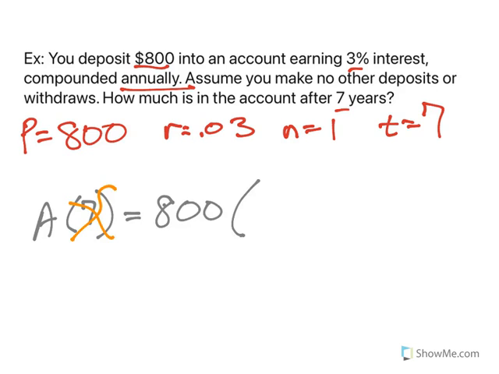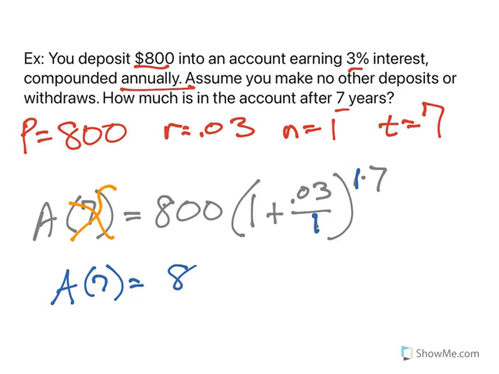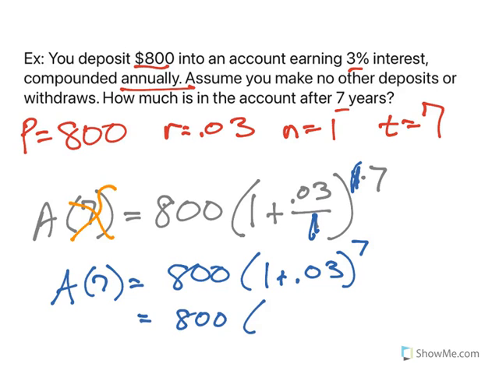So 800 times (1 plus 0.03 over 1) raised to the 1 times 7 power. Now in this case, super nice because we're dividing by 1 here, we're multiplying by 1. Makes the problem a lot easier. So we could simplify this problem to be 800 times (1 plus 0.03) raised to the 7, because anything divided by 1 is the same. It's the identity property here, and multiplying by 1. So now we can simplify by saying, well, this is 1.03 to the 7th power.